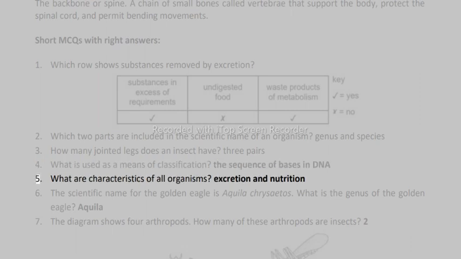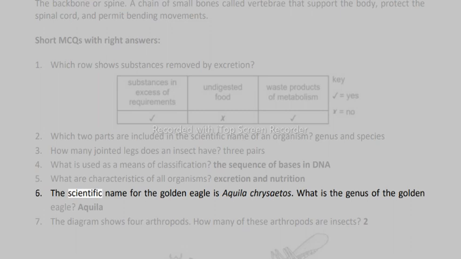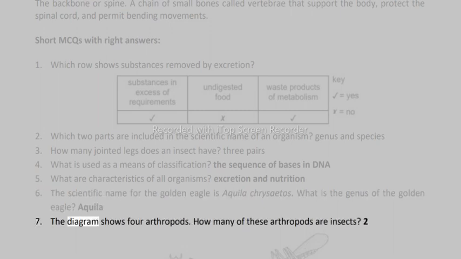5. What are characteristics of all organisms? Excretion and nutrition. 6. The scientific name for the golden eagle is Aquila chrysaetos. What is the genus of the golden eagle? Aquila. 7. The diagram shows 4 arthropods. How many of these arthropods are insects? 2.